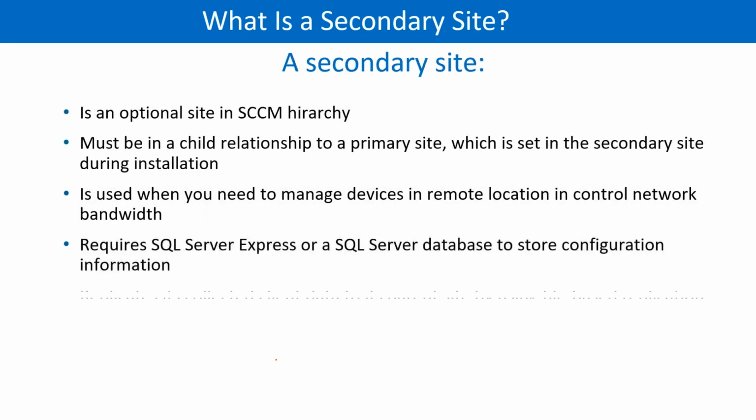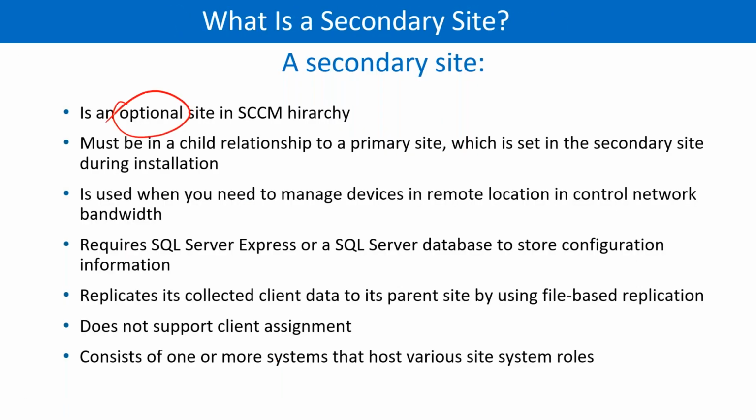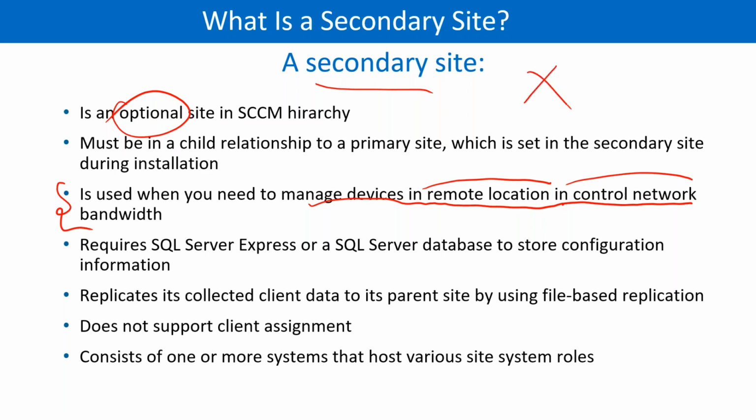Now secondary site. As we discussed, it is an optional site in SCCM. Optional. You may or may not need it. Why do we need it? Because when you have to manage devices which are located in a remote location, like branch offices. You have your headquarters in Mumbai, and your branch office is in Colombo, Sri Lanka. To manage the devices in Sri Lanka, you need a secondary site for branch offices. When your devices are located in a remote location and the computers are connected on a low bandwidth network, that's the reason you need a secondary site. Otherwise a secondary site is not required. One secondary site is capable enough to handle 5,000 devices.